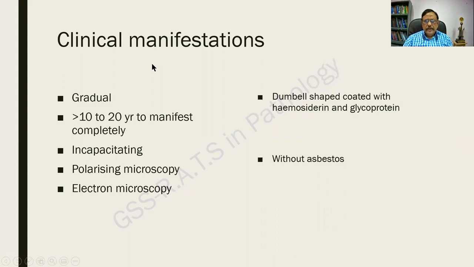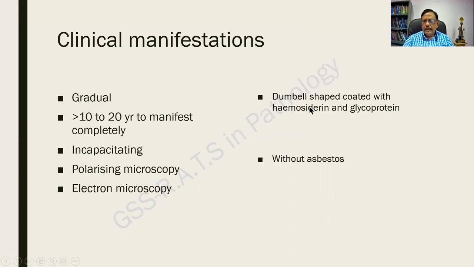Regarding the manifestation, you find that the disease is very gradual. It is not like an infection wherein immediately the patient develops it. It is gradual. In fact, very, very gradual. It takes more than 10 to 20 years for the disease to manifest completely. It is incapacitating. The patient is literally crippled. He cannot breathe. And it can be diagnosed by means of polarizing microscopy or electron microscopy. Electron microscopy, I had shown you the picture earlier.